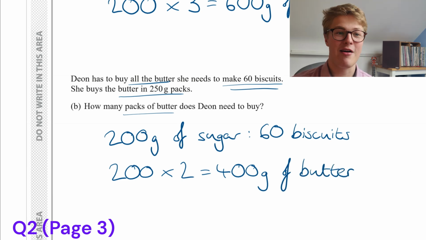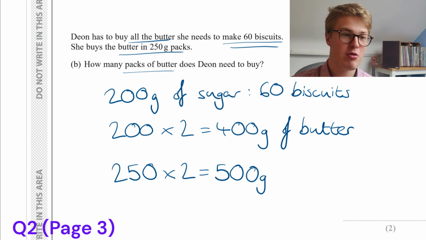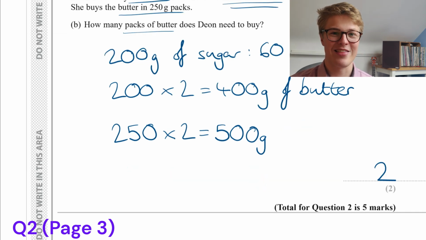We need enough packs to have 400 grams of butter. So we do 250 times 2, which is 500 grams. So therefore 2 packs of butter is the answer.